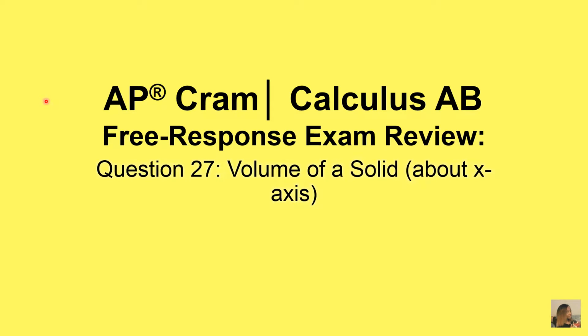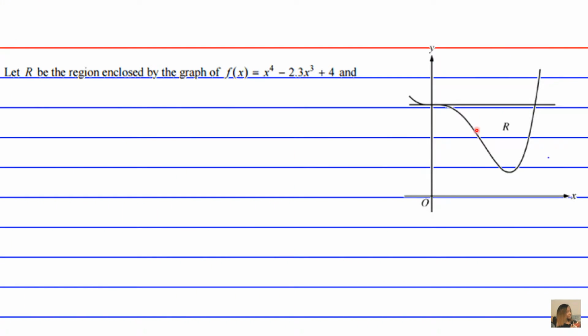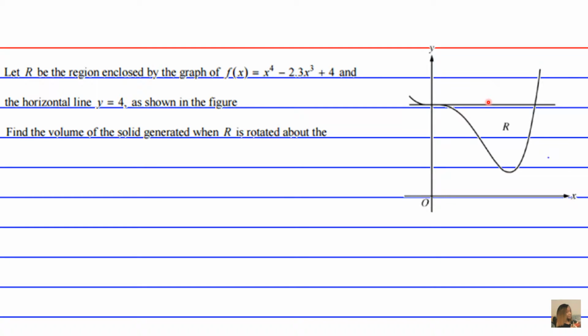AP Cram, Calculus AB, Free Response Exam Review, Question 27, Volume of a Solid about the x-axis. Let R be the region enclosed by the graph of f of x equals x to the fourth power minus 2.3 x to the third plus 4 and the horizontal line y equals 4, as shown in the figure. Find the volume of the solid generated when R is rotated about the horizontal line y equals -2.